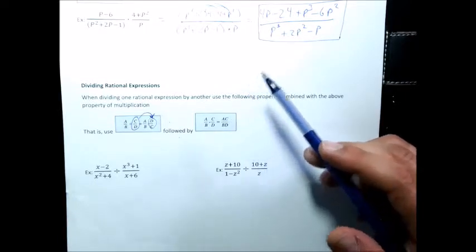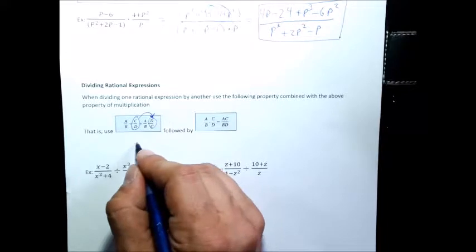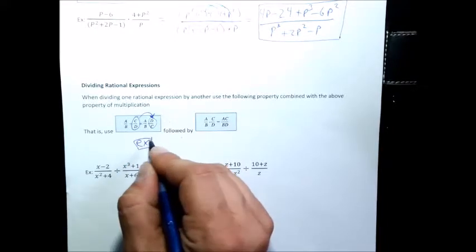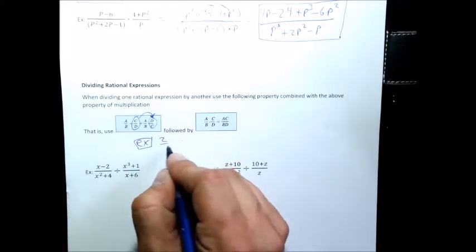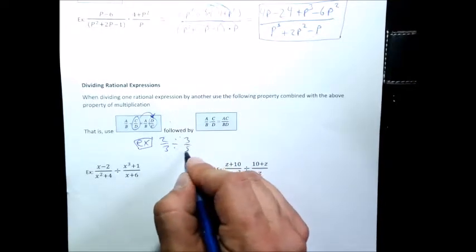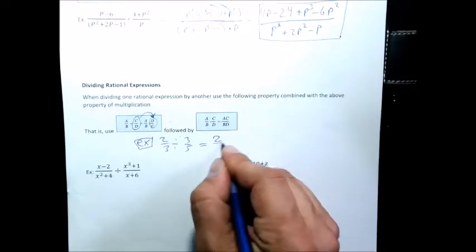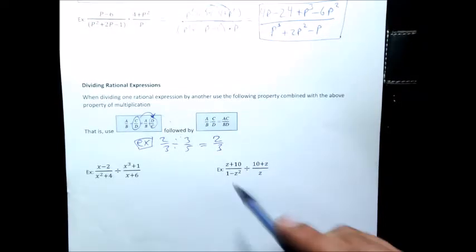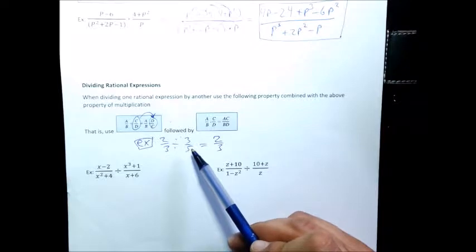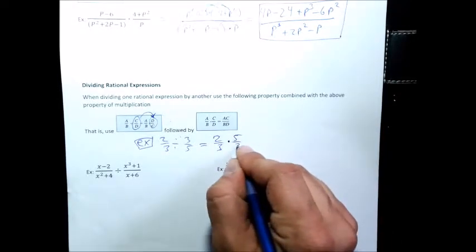And so division is a form of multiplication. For example, let's do a quick example with numbers, with regular fractions here. So 2/3 divided by 3/5, let's say. What we do is we leave the 2/3 alone, and we flip over the 3/5 and multiply. So it would be times 5/3.